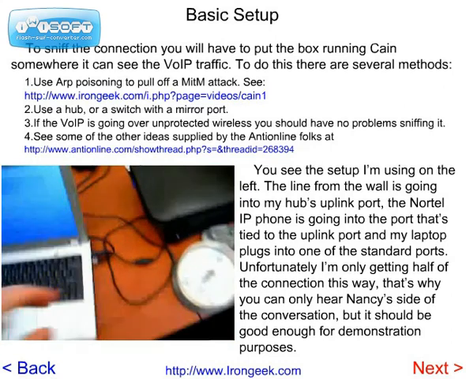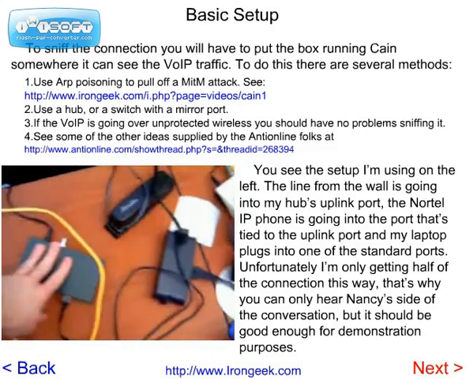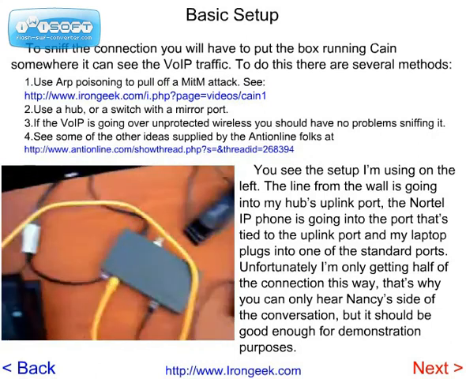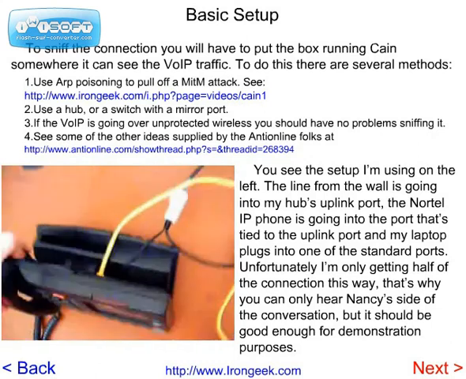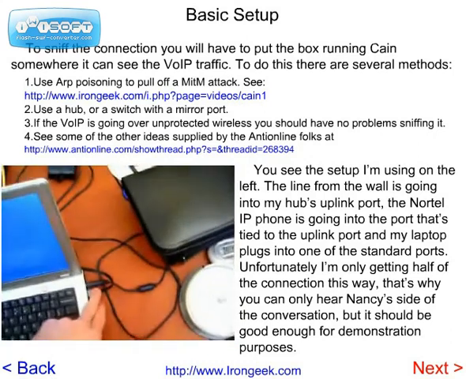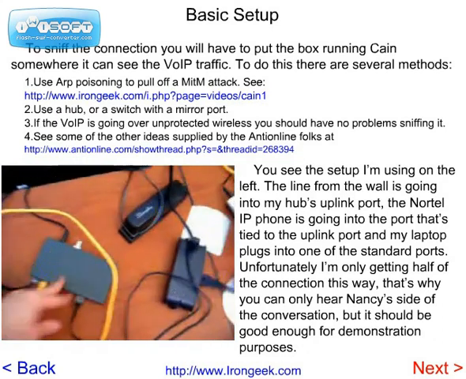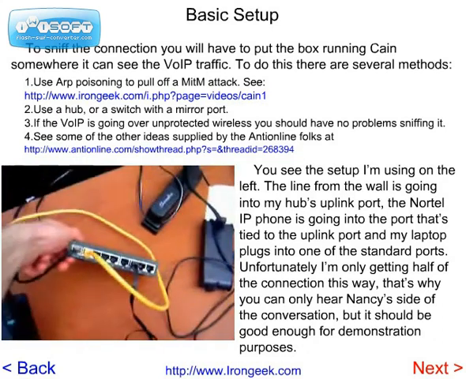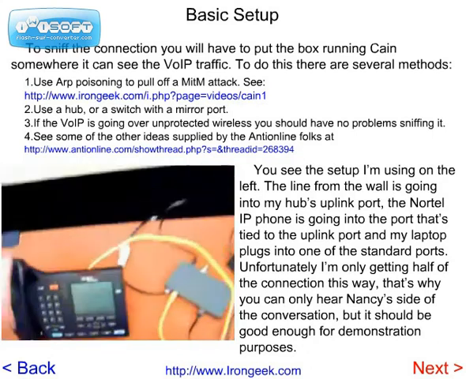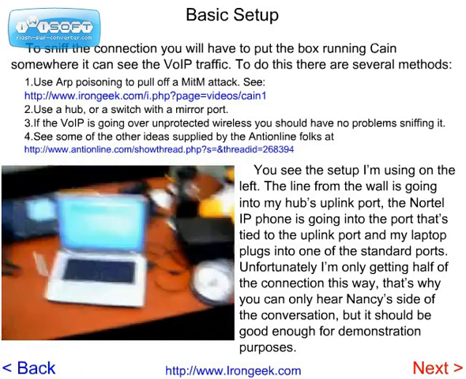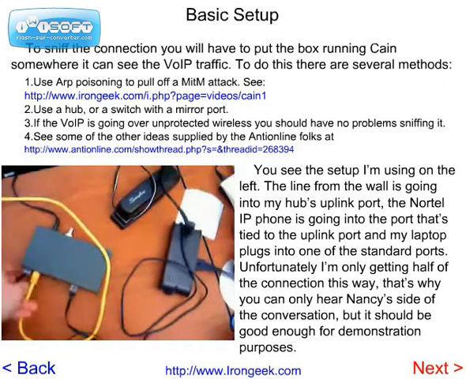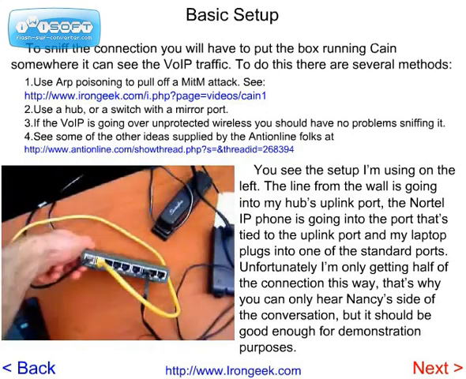You see the setup I'm using on the left. The line from the wall is going into my hub's uplink port, and the Nortel IP phone is going into the port that's tied to the uplink port, and then my laptop plugs into one of the standard ports. Unfortunately, I'm only getting half of the connection this way. That's why you only hear Nancy's side of the conversation, but it should be good enough for demonstration purposes. If I tried it any other way with the hub I have, I got no connection at all. It's possible that my voice over IP phone can't negotiate a 10 megabit connection and will only look for fast Ethernet. If you have any other ideas, just email me.